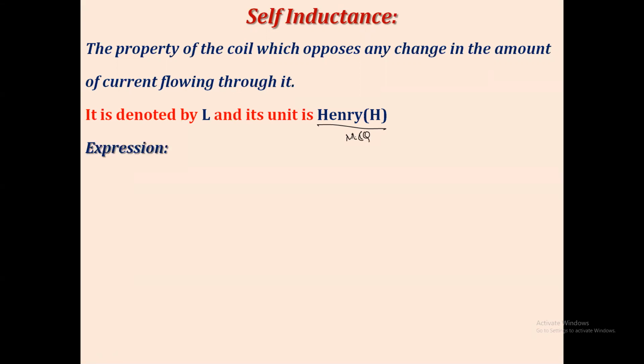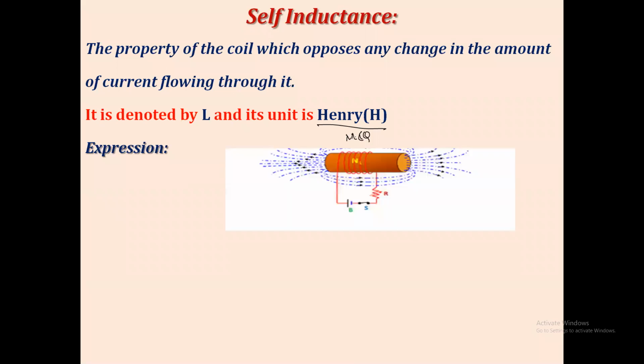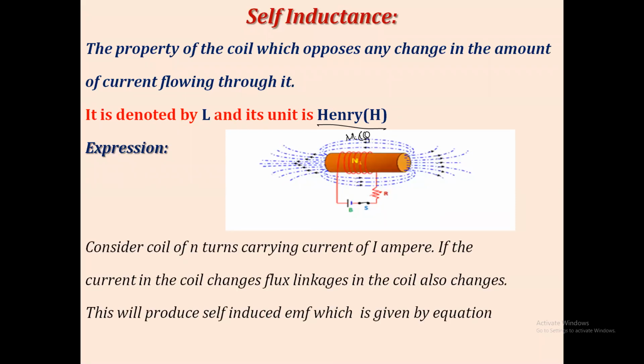Okay. Now see how we can derive the formula for self-inductance. So this is the diagram. With the help of this diagram, I will explain the self-induced EMF and the self-inductance. Consider a coil of N turns carrying a current of I ampere. If the current in the coil changes, the flux linkage in the coil also changes. This will produce a self-induced EMF, which is given by the equation E is equal to N d phi by dt.